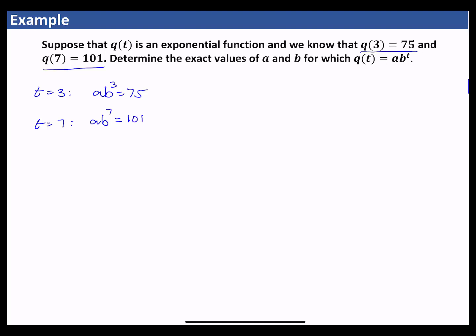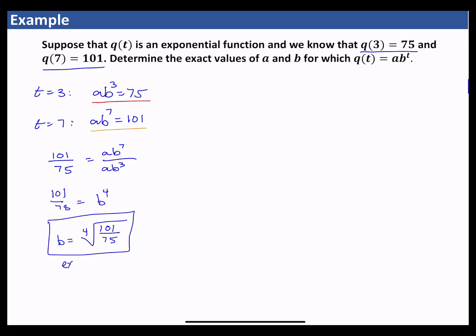We know that the quotient of outputs of an exponential function corresponding to equally spaced inputs must be constant. Therefore, we can consider the quotient 101 divided by 75. Using the 2 equations we just wrote, it follows that 101 divided by 75 equals ab to the 7th divided by ab to the 3rd. Simplifying the fraction on the right, we see that 101 divided by 75 equals b to the 4th. And solving for b, we find that b equals the 4th root of the quantity 101 divided by 75 as the exact value of b.